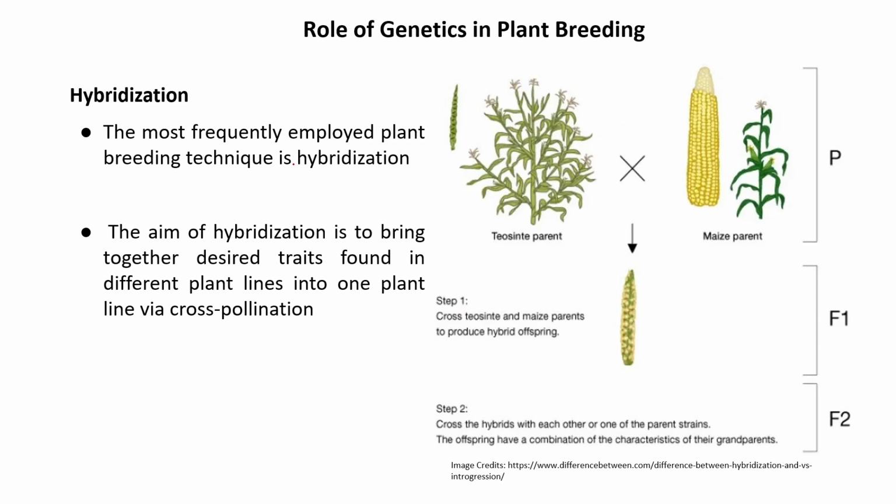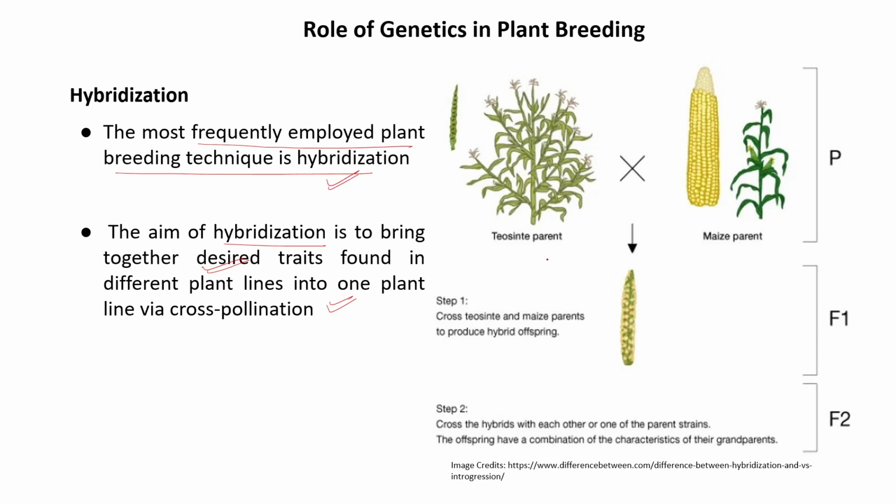Next one is the hybridization. The most frequently employed plant breeding technique is hybridization. The aim of hybridization is to bring together desired traits found in different plant lines into one plant line via cross pollination. So I have just shown you, or discussed, that wheat plant that has disease resistance and the one which has the larger grain size. That can undergo the hybridization technique.